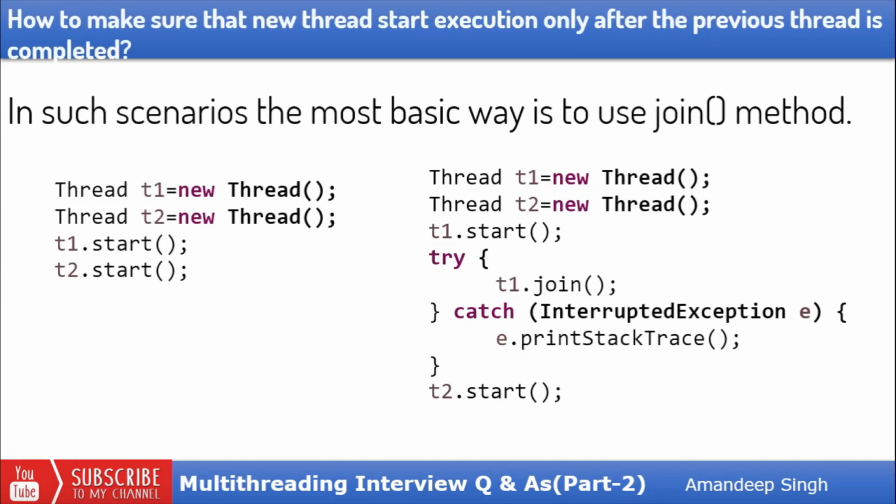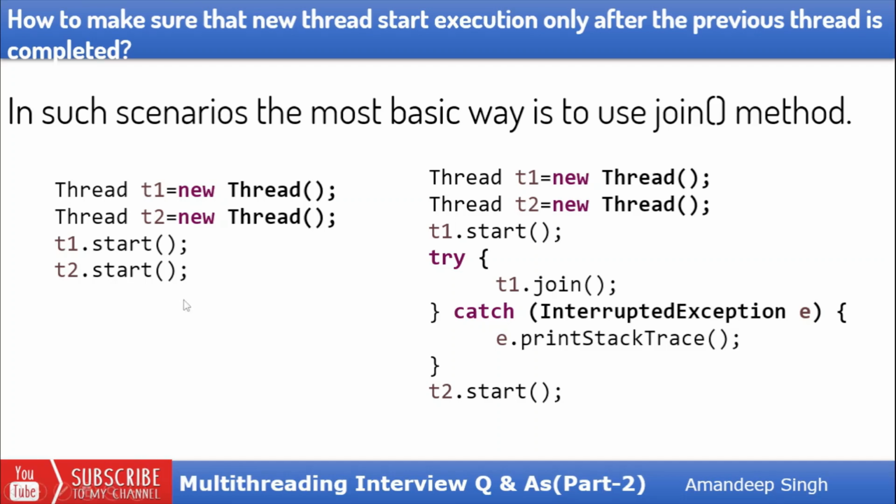Next question is how to make sure that a new thread starts the execution only after the previous thread has completed. Suppose there are two threads and we want the second thread to start its execution only once the first thread has completed its execution. The most basic way is to use the join method. The join method is available in Java multithreading, and it will wait for the thread to complete its execution before continuing.